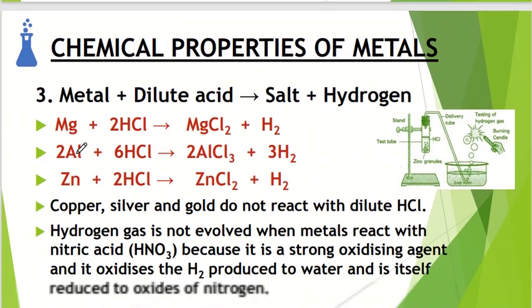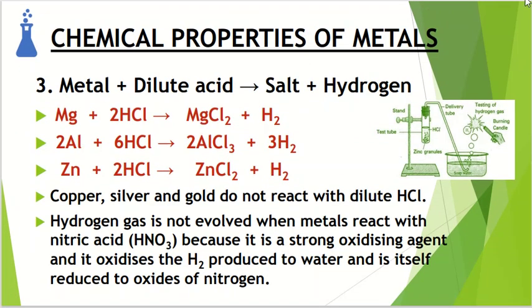Chemical properties of metals. Metal plus dilute acid give us salt and hydrogen. Magnesium plus HCl, hydrochloric acid, we get magnesium chloride plus H2 gas. Aluminium plus hydrochloric acid give us aluminium chloride plus H2. Zinc plus HCl give us zinc chloride plus H2. Copper, silver and gold do not react with dilute HCl.